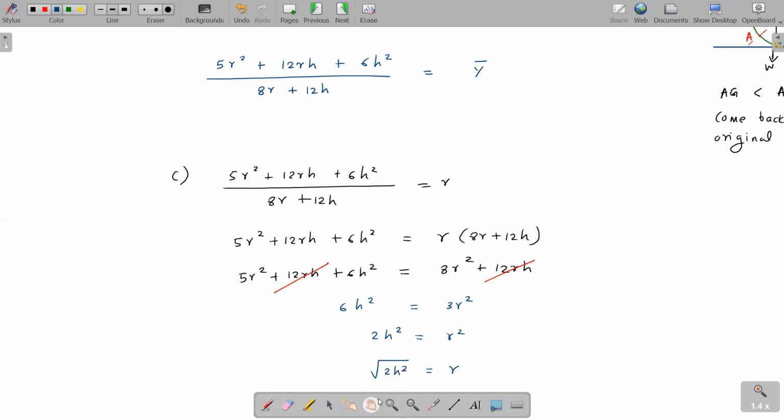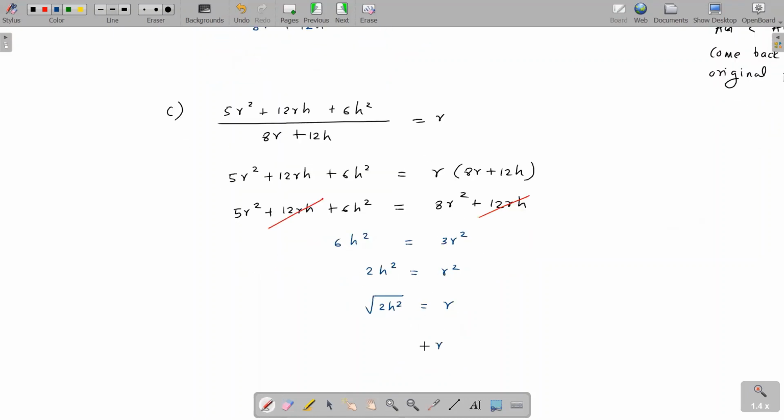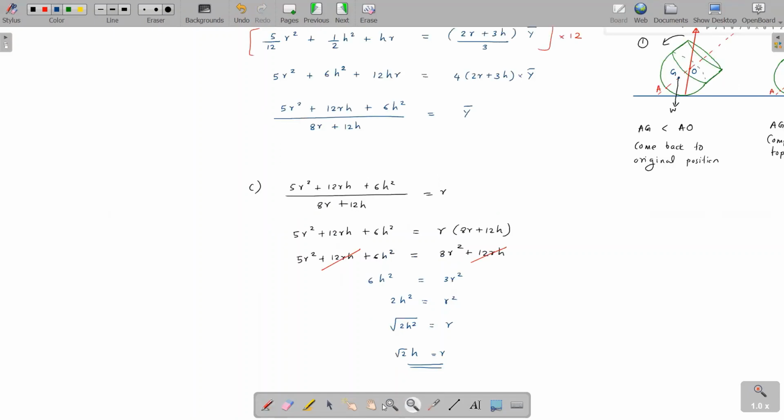So what does this give you? The 2 will stay inside the root, and root h square comes out of the root, right? So r equals root 2 times h. Is this clear?